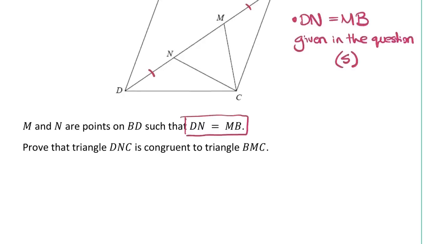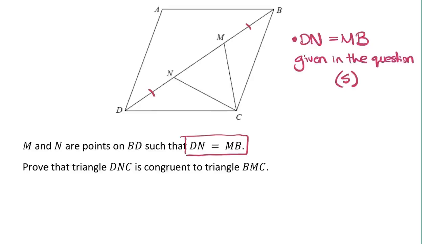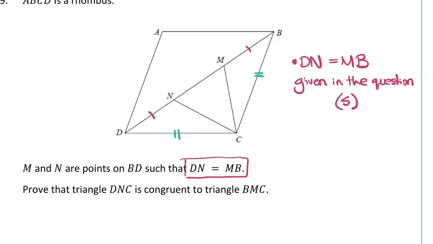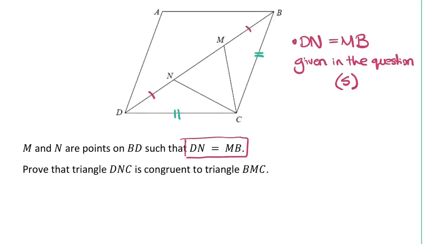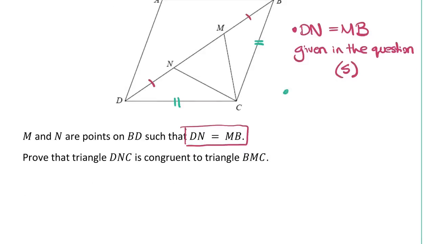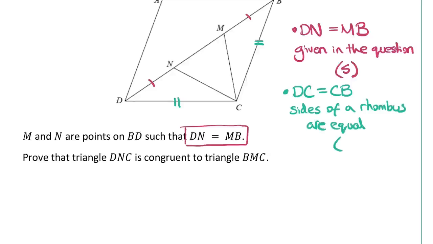DC and CB, if I highlight that with different colours, there we go. They are sides of a rhombus. It says it's a rhombus. And in a rhombus, all of those outside sides are the same length. So that's another side as well. So I can say DC equals CB. And the reason for that, I guess we would say sides of a rhombus are equal. There we go. And that is a side.